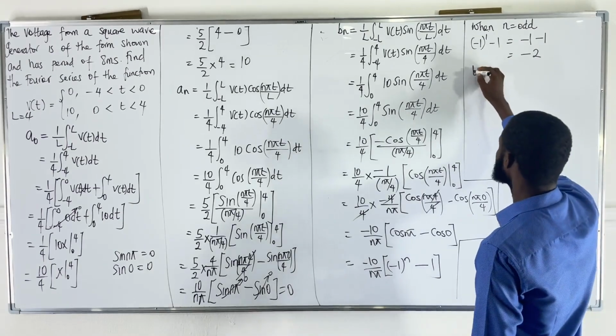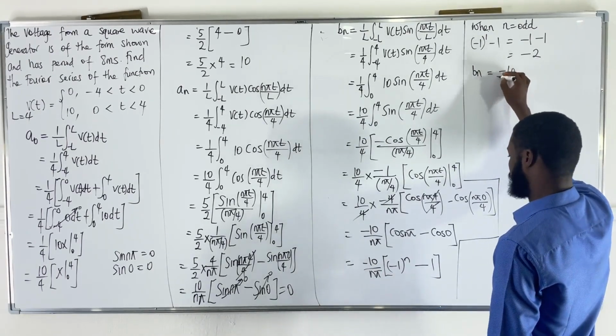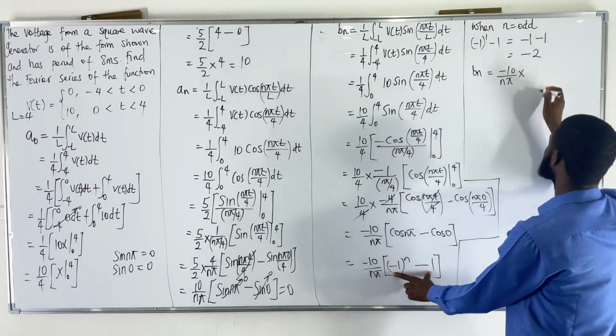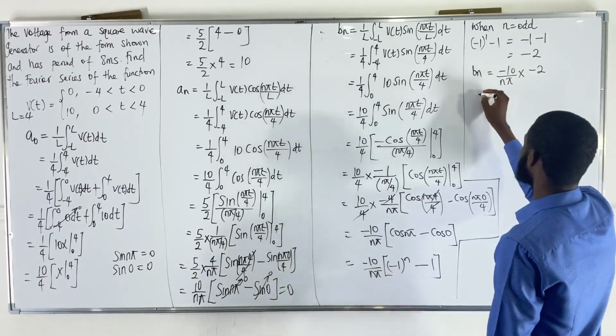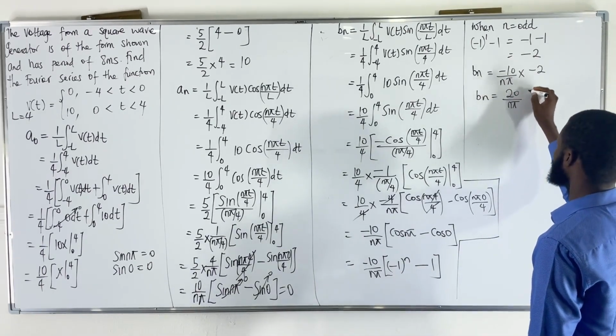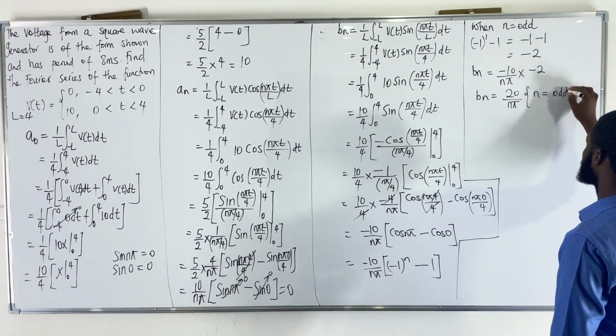That means our b sub n will become minus 10 over n pi times this bracket here, which is minus 2. So that means b sub n will be 20 over n pi. So again, this is when n is odd.